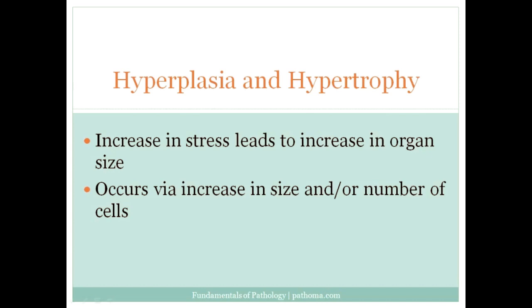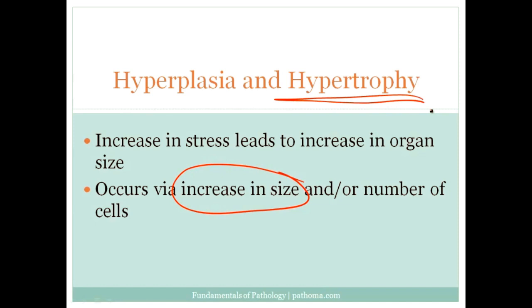And the idea here is that if there's an increase in stress on an organ, this will then lead to an increase in organ size. Basically, if the organ has to do more work, the organ will become bigger in order to do that excess work. Now, how will the organ become bigger? Well, there's two ways. One way by which the organ could become bigger is to increase the size of the cells of that organ. And an increase in cell size is actually called hypertrophy.